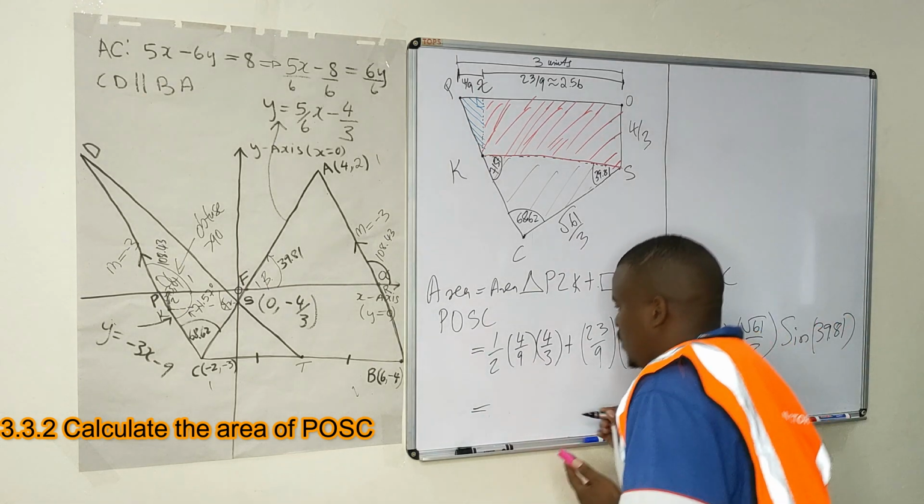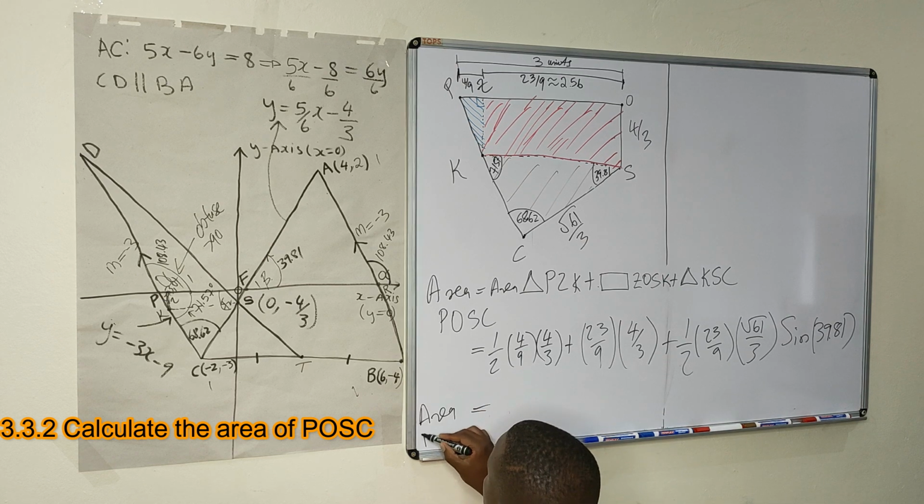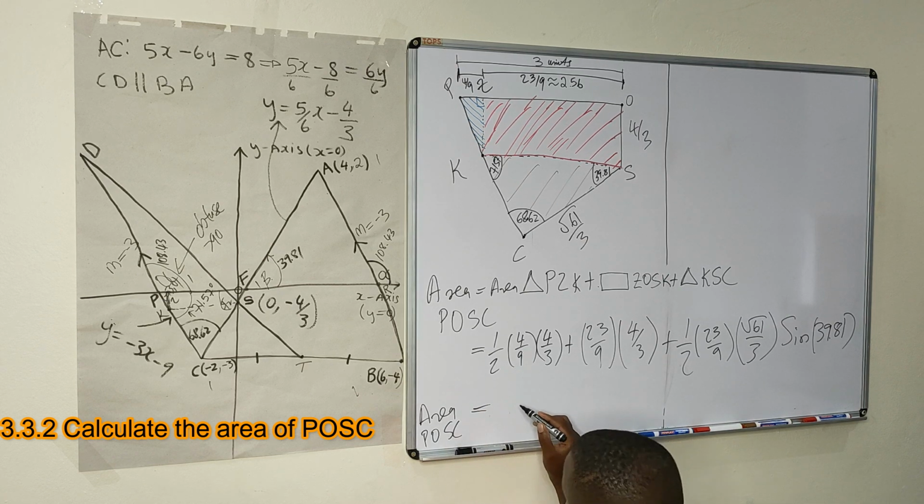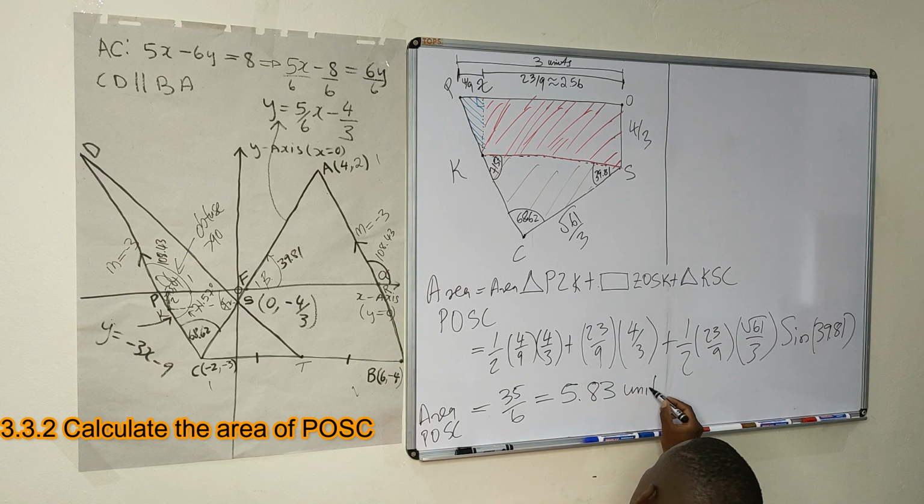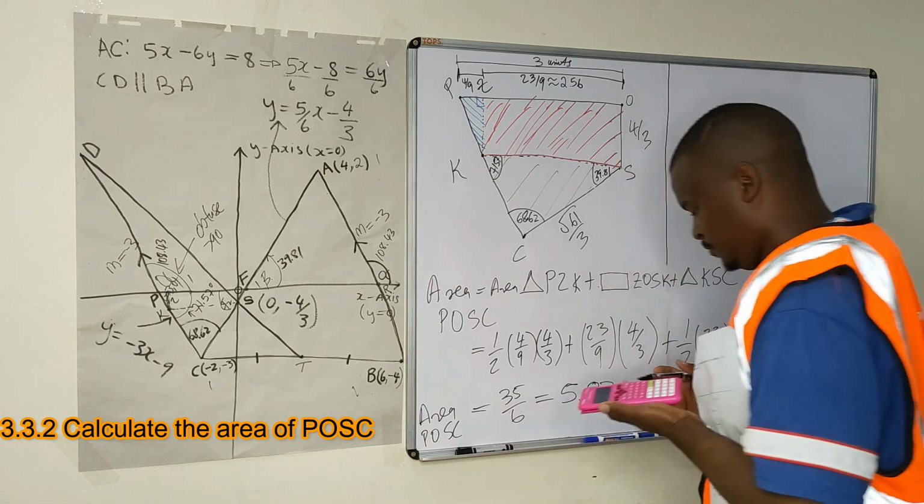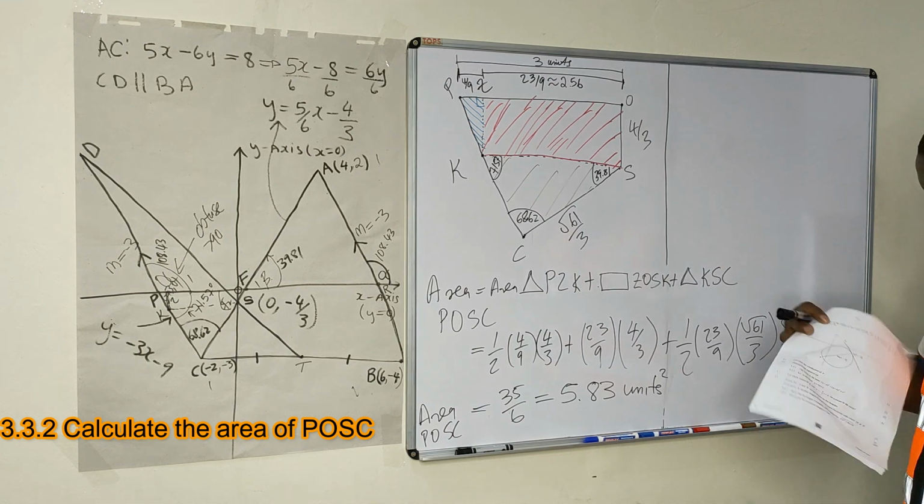So your area of POSC is equal to 35 over 6, which is equal to 5.83 units squared. So this is your area of this thing, I hope. So we're done with this question. Let's go to the next one.